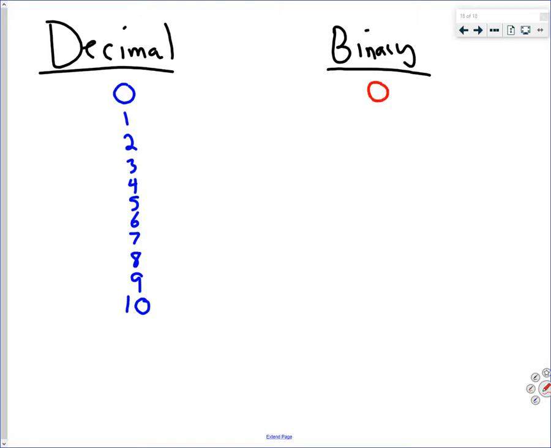0 is 0. 1 is 1. 2 is not a digit we can use. So just like the problem we encountered here, we have to now reorder the digits. So the representation of 2 is 1, 0. The representation of 3 is 1, 1. Okay? How do we represent 4? We have to move to the next place.